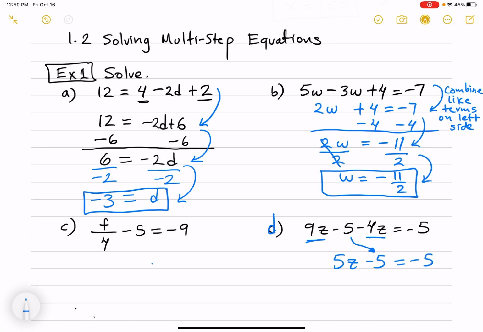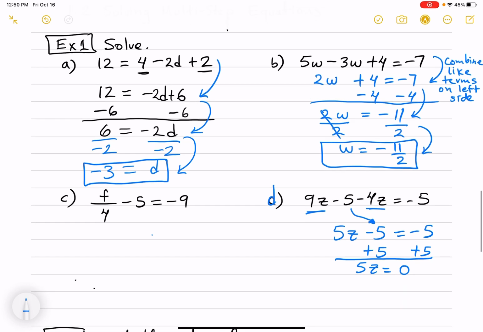And what if we add 5 to both sides, so we could leave that z by itself? We're going to get that 5z equals 0. The only way to multiply a number by 5 and get 0 is if that number is 0. So we know that the answer is going to be 0, but how do we show the work here?